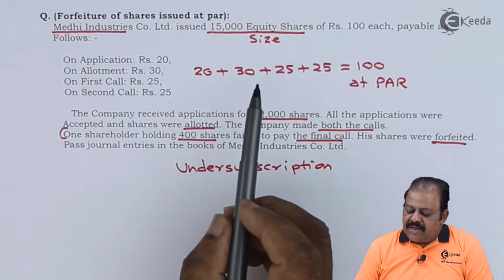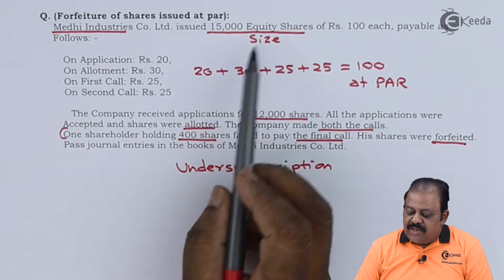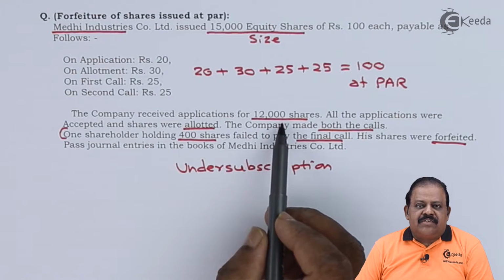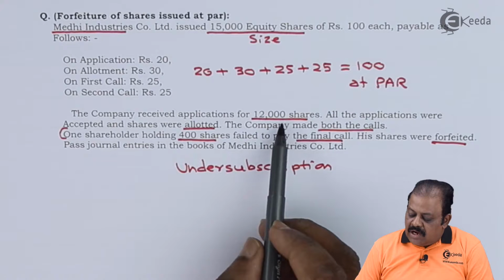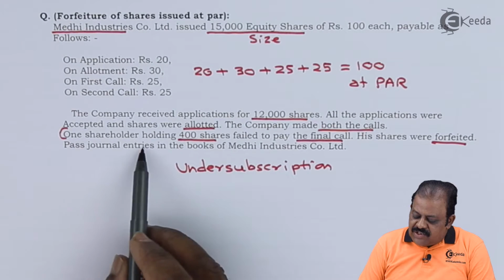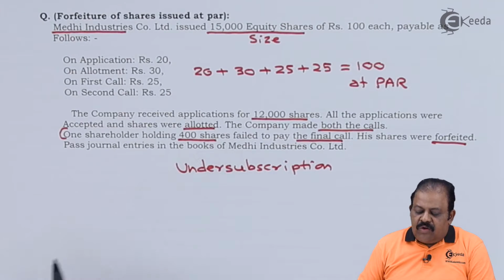Here we are required to note that size of issue is 15,000 equity shares, but the company has received applications only for 12,000 shares. Therefore, all accounting entries will be relating to 12,000 shares. One shareholder who is holding 400 shares has failed to pay the final call.